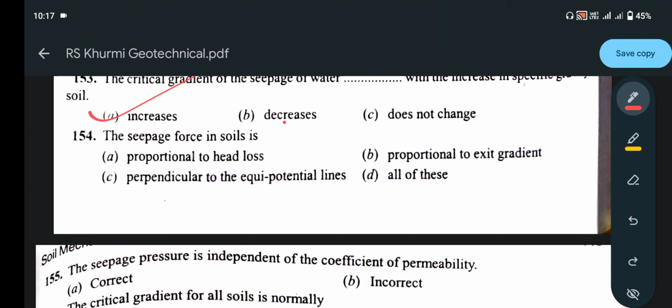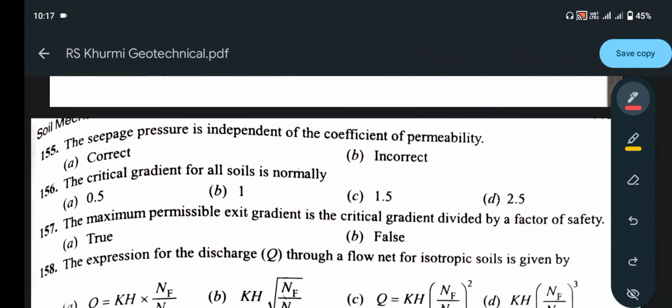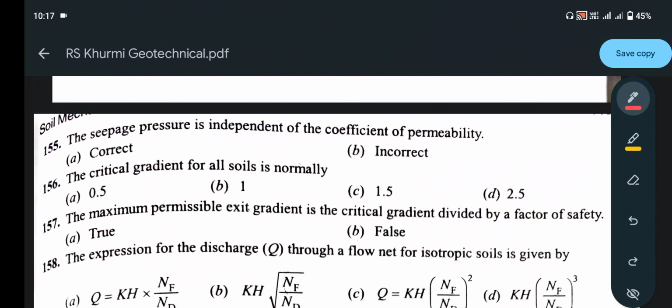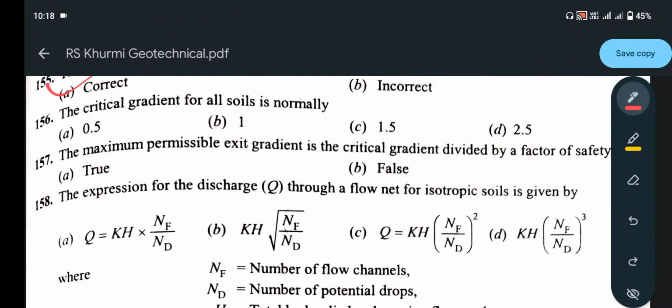So the next question, seepage force in soils is proportional to head loss, proportional to exit gradient, perpendicular to equipotential lines, or all of these. So it is all of these. Next question, seepage pressure is independent of coefficient of permeability. Yes, seepage pressure is independent of coefficient of permeability. Next question, the critical gradient for all soils is normally 1.